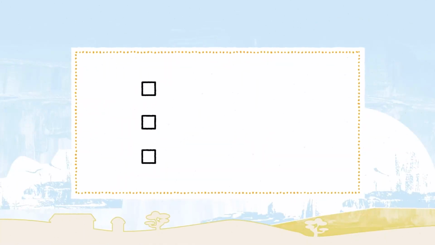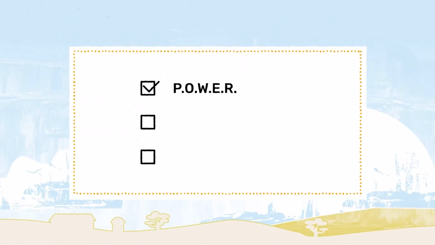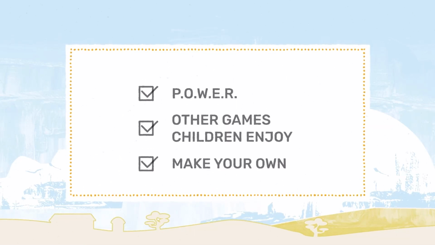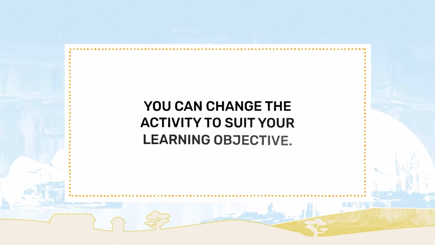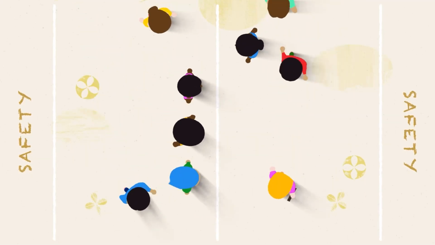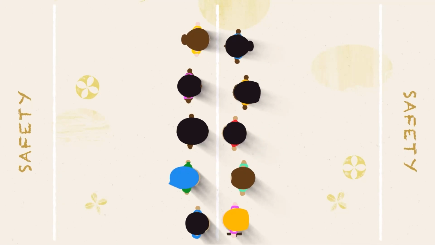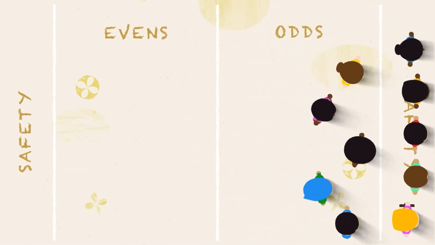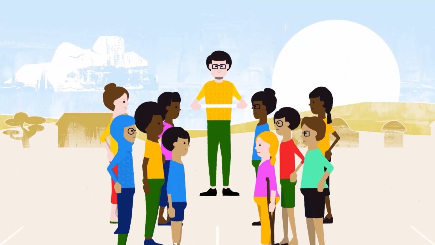When you plan your session, you can look at P.O.W.E.R, think of other games the children enjoy, or make your own. Remember, you can change the activity to suit your learning objective. David decides to use a P.O.W.E.R game called Evens and Odds because the children played it before and liked it. In this game, children split into two groups called Evens and Odds and chase each other to different ends of the playing area, depending on the answer to a math equation.